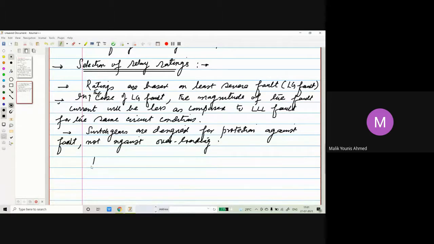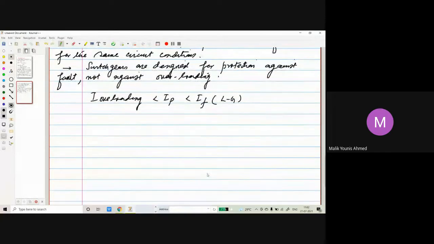So we should know that I overloading, that means the current flowing in an overloading condition, should be less than I pickup current, which should be further less than I fault. That means the fault current will be the maximum. This is the condition we have to see, and we are choosing on the basis of the least severe fault. Least severe fault is which one? That is line to ground fault. So I loading should be less than I pickup current, which should be further less than the fault current that will occur during a least severe fault.